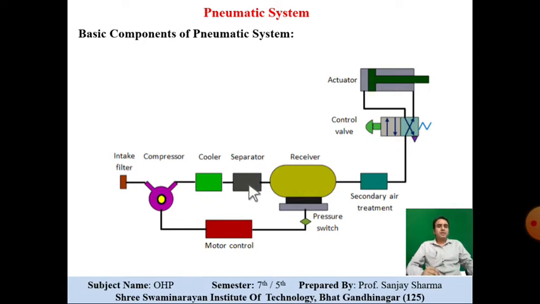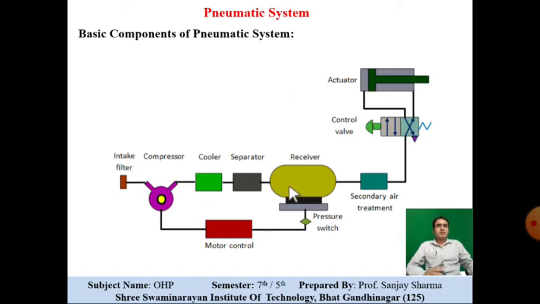Then thereafter it is a separator. Of course, the air which is taken from the atmosphere contains some moisture or dust particles, which are not filtered here. Later on they are separated. That unit is called FRL, filter regulator lubricator unit, that we will see in the actual system. So a separator is used here. The main role of the separator is to separate the dust particles and whatever moisture is present in the air, and that dry air is sent to the receiver and stored here.